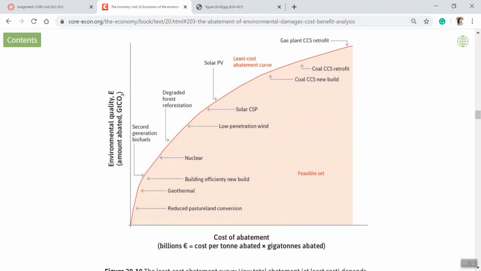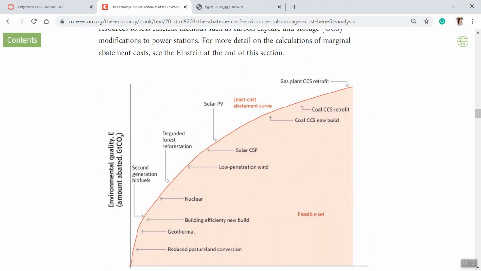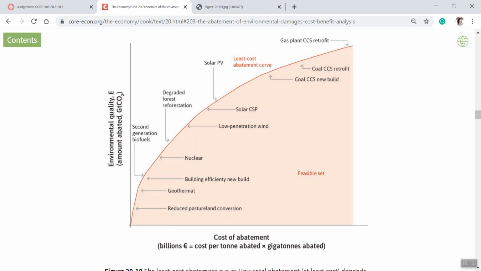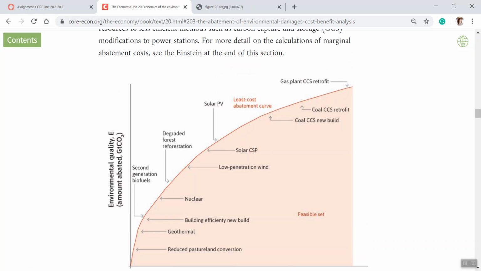Okay, so when we go down and look at these kinds of curves, we can start seeing the cost of the abatement, the billions of euros per ton abated, plus the gigatons abated over the environmental quality, the amount that's abated. So if we take a look at this and start putting it into a curve, our marginal abatement costs, now we can start seeing again where the different solutions fall on this curve.